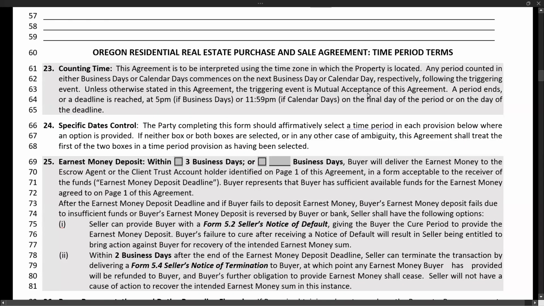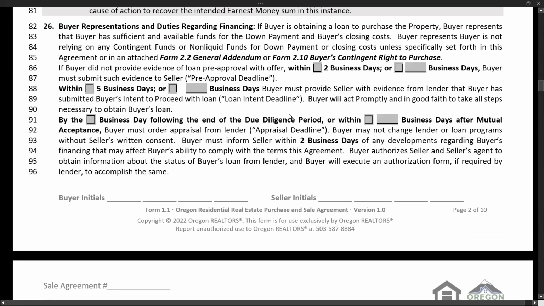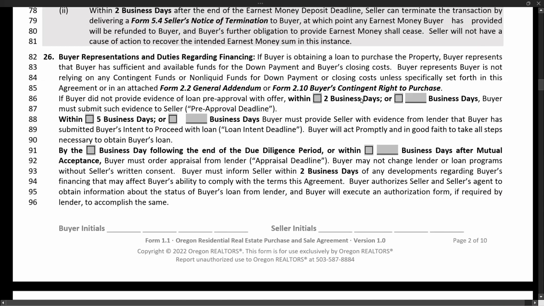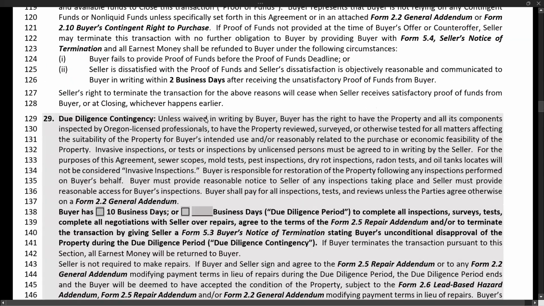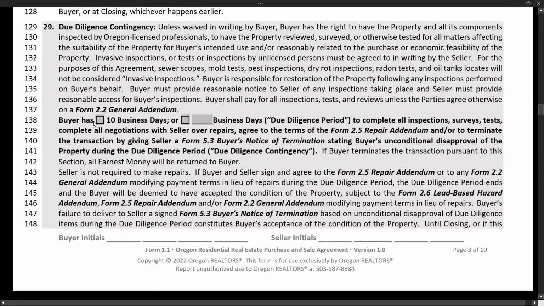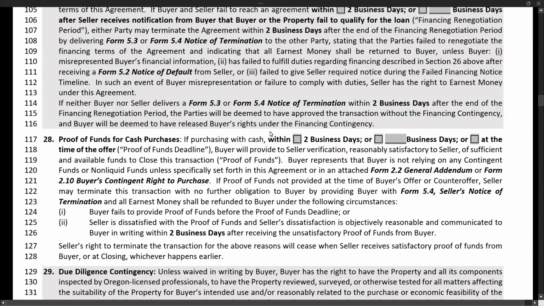If the client wants to know how many days do I have for XYZ, how many days do I have for the earnest money deposit, you have 3 days, or you can check the box and write in 9 business days if you want to put that in there. How many days do I have to provide my pre-approval letter? 2 business days, maybe it's more than that. How many days do I have to tell the party to do my due diligence? You can do it 10 business days. You could do more than that if you wanted to. You can set up the contingency, the timelines in this second part, all of the time frames.